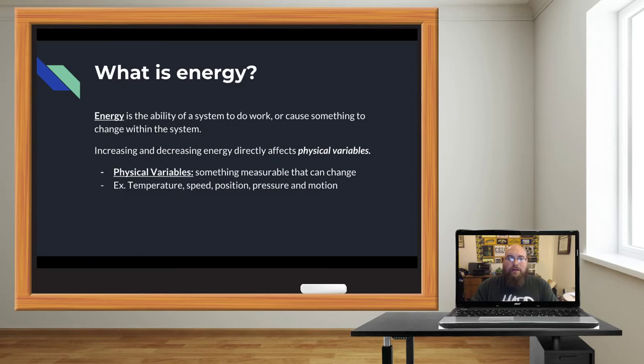What is energy? Energy is the ability for something or a system to do work. In other words, to do work means to cause some type of change. And to do change, it takes energy. So if we increase and decrease the energy, we can affect what are called physical variables. These are things that can be measured in a system. For example, temperature, speed, position, pressure, motion. Anything that can be measured in a system when we cause change is a physical variable.